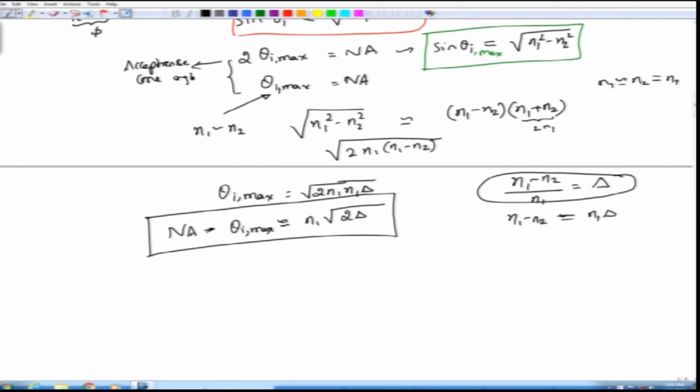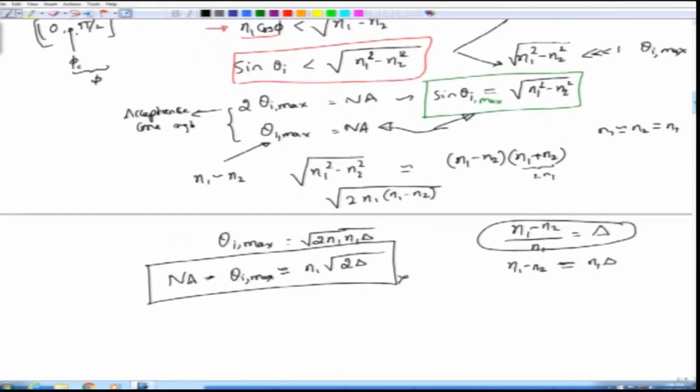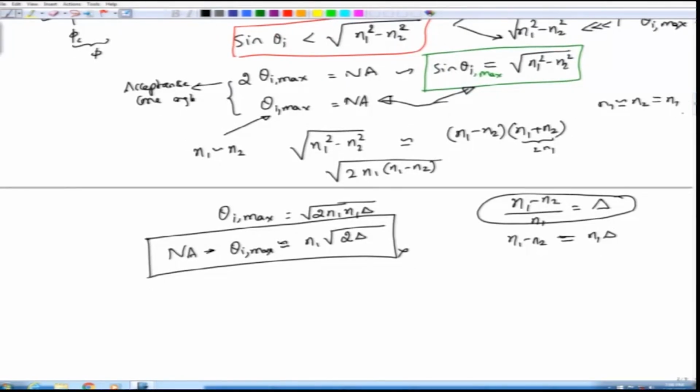Of course, you do not have to follow this approximation, because this is the exact expression for the numerical aperture of the step index fiber. Calculate theta I max from this equation using your calculator, and that would be the numerical aperture. There is no need to really do the approximation. It is a handy way for people to put some quick numbers, but other than that you can actually use the real value of n1 square minus n2 square.